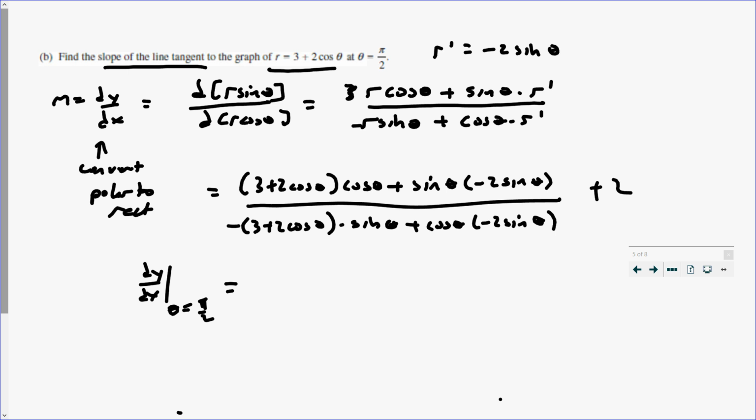Now we're going to plug in pi over 2. This is ugly, but that's not too bad. Oh, we're lucky. What's cosine of pi over 2? 0. So our first term there is just 0. Don't even have to worry about it. Sine of pi over 2 is 1 times, ready? That becomes sine of pi over 2 times negative 2, which is negative 2.